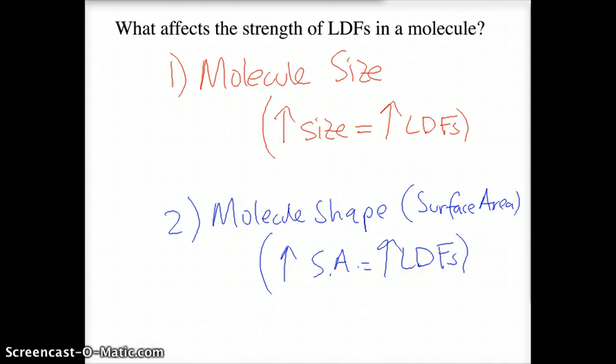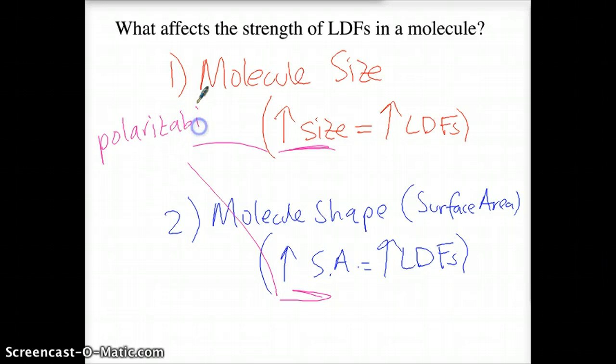The key vocab word that we need to know when we're increasing size and we're increasing surface area is called the polarizability of the molecule or atom. If we break this word down, it's just the ability, how good the atom or molecule is at becoming polar. If it's better at becoming polar, it's going to have stronger LDFs. If it's worse at becoming polar, it's going to have fewer LDFs. So let's break these down in more detail.